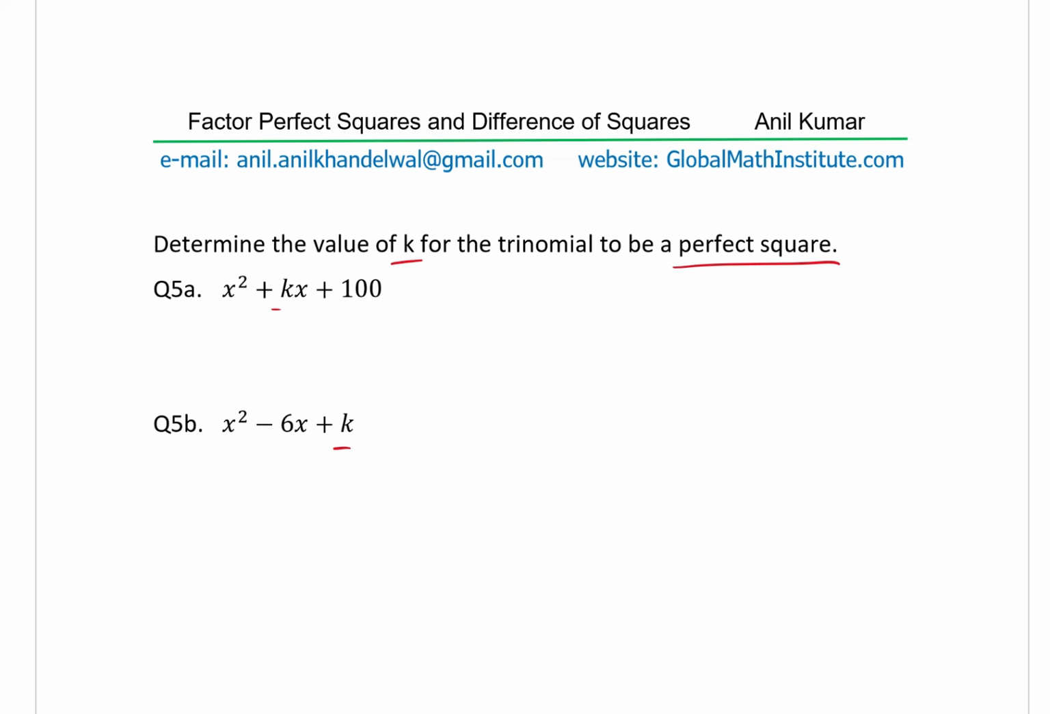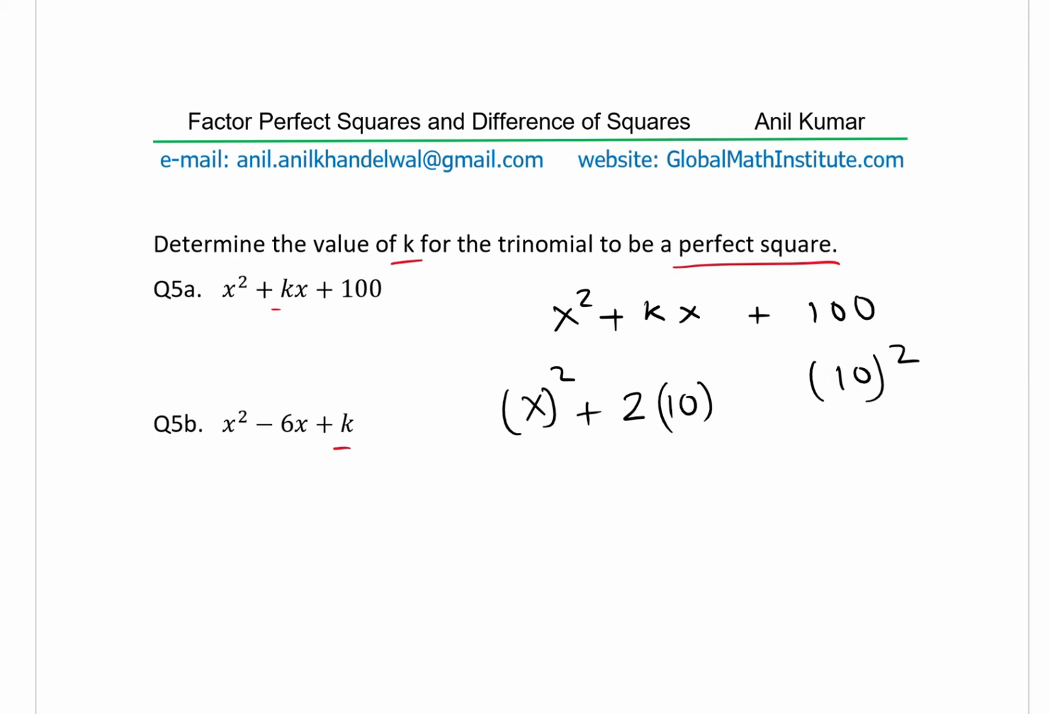So let's go with the first one, which is x squared plus kx plus 100. Now 100 can be written as 10 squared and x squared can be written as x squared. We need the center term, which should be 2 times 10 times x, right? It could be plus or minus, as you have seen. So comparing, we get k equal to plus or minus 20. Does it make sense to you? That is how we get our answer. So we can write down k equals plus or minus 20.